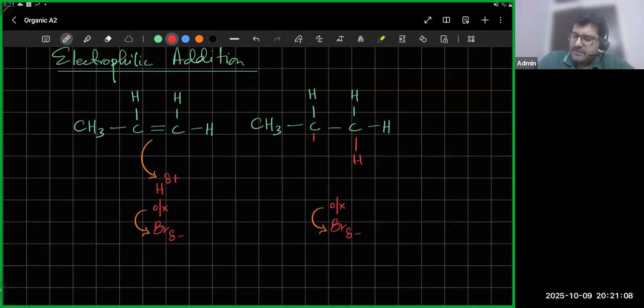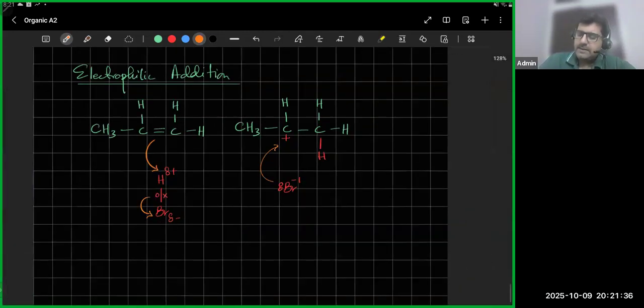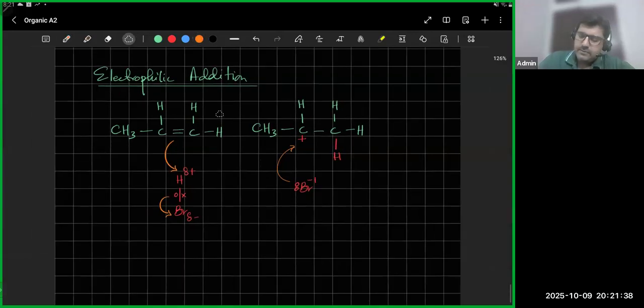And the other carbon will become electron deficient because the H came and took the electron, so it became electron deficient. And it became a carbocation. It could have been the other way around as well. While the Br at the bottom, that got a negative charge, and it became a nucleophile. And that Br nucleophile would come in and would then be attracted to the carbocation. Okay?